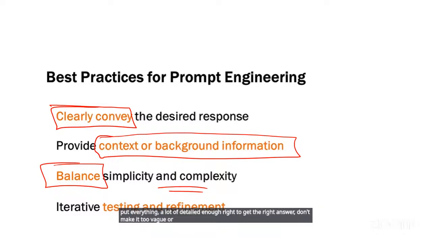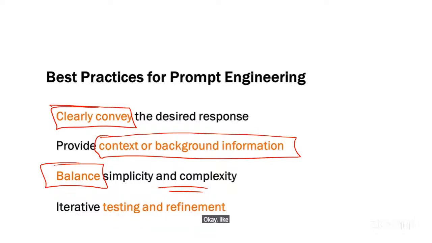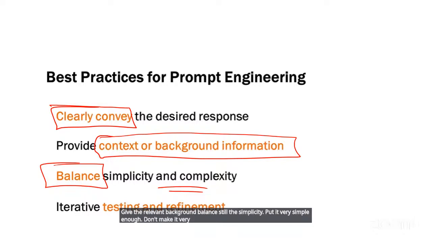Just because somebody has told you that you have to give context or background information to your LLM like ChatGPT, it doesn't mean you write an essay there. 2000, 3000, 5000 words is not needed. Just give the relevant background. Balance it with simplicity, put it simply enough, and don't make it too vague or too complicated. That is the understanding we should all be aware of.